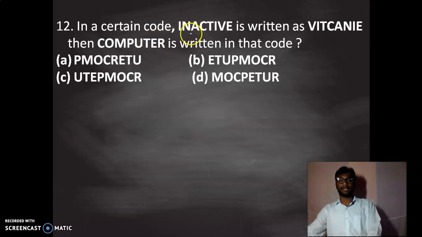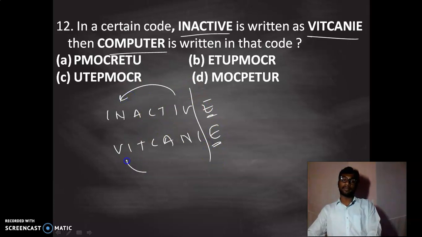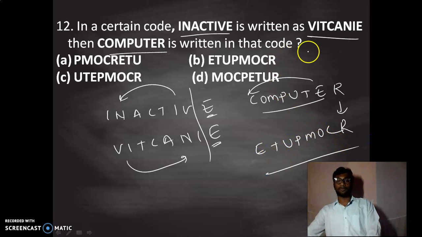Yes, in a certain code, inactive is written as Witkind, then how will computer be written? Try to go for it. Again, inactive is written as Witkind. So what is it doing? The last letter is the same. So putting together, everything becomes reverse, isn't it? Yes. In the same way, computer, put the last letter as same. Now just repeat. ETUPMOC. So option ETUPMOC or option B is the right answer.